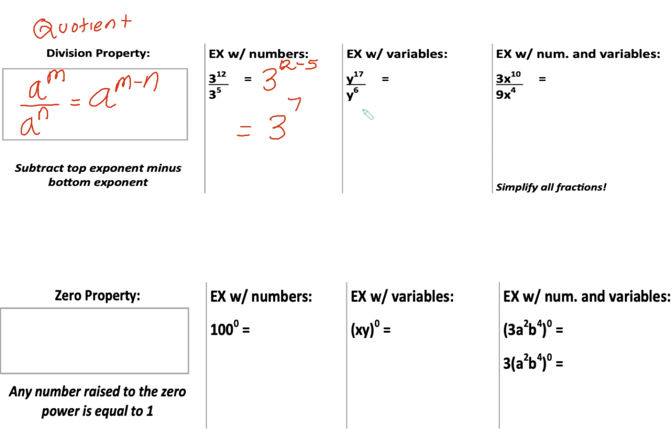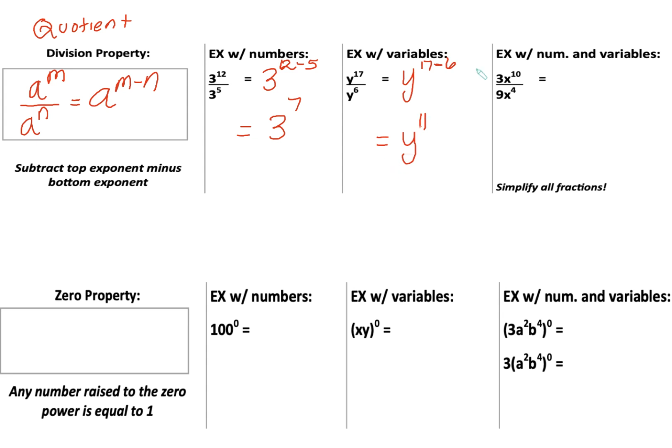Suppose you have variables as your bases. So I have y to the 17th divided by y to the 6th. My bases match, so I'm going to keep the y, but I'm going to subtract the exponents. 17 take away 6. My answer is y to the 11th power.